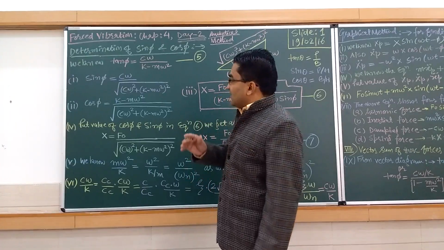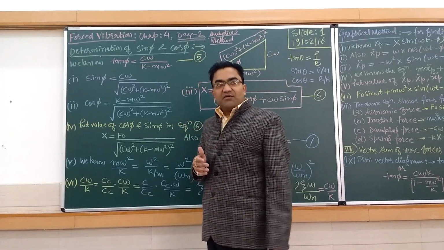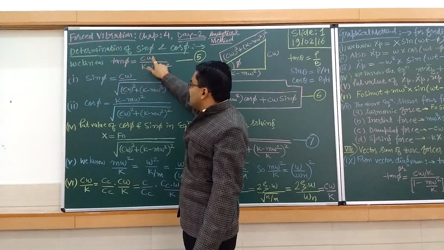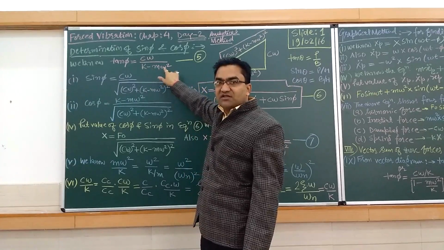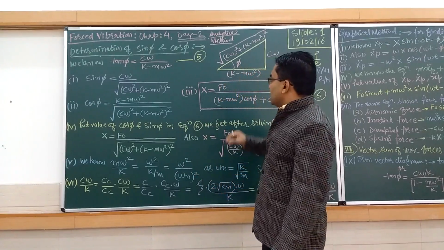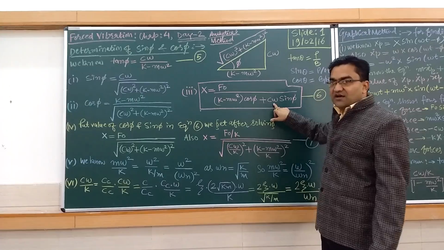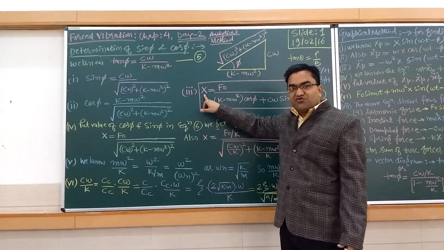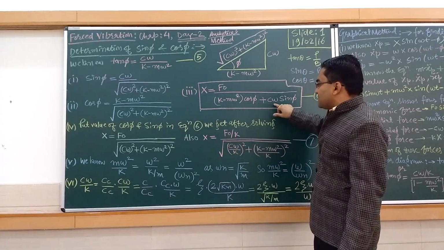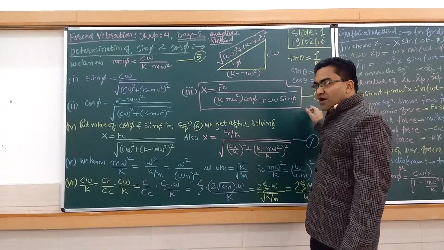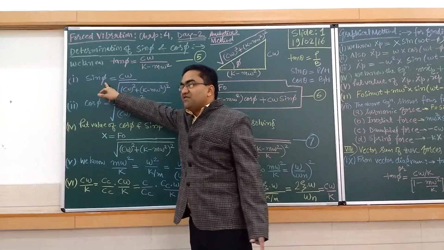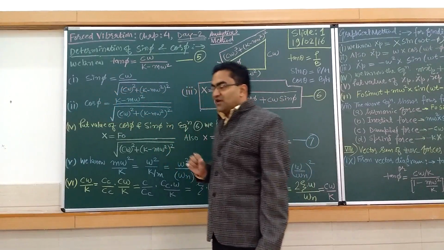analytical method. In addition to that, we had solved the value of tan phi in the form of c omega upon k minus m omega square. The equation number was 5 in our previous lecture. Similarly, we had also solved the equation for capital H, that is the amplitude. It was equal to F naught upon k minus m omega square cos of phi plus c omega sin of phi. Now we will further solve for the values of sin phi and cos phi as well.